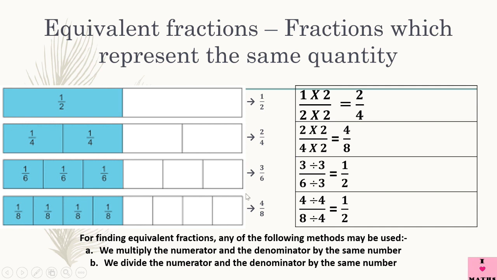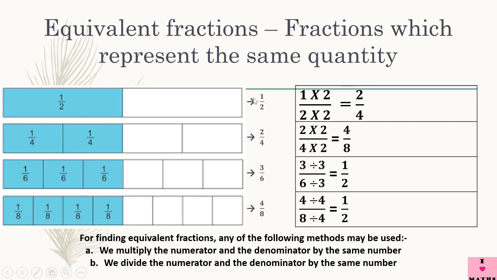In this you can see, children, the amount of chocolate which I have shaded remains the same. So what is different? The difference is the number of parts in which I have divided the chocolate. The first chocolate I have divided in 2 parts. The second I have divided in 4 parts. The third I have divided in 6 parts. The fourth I have divided in 8 parts. So children, this is the fraction for the shaded part.